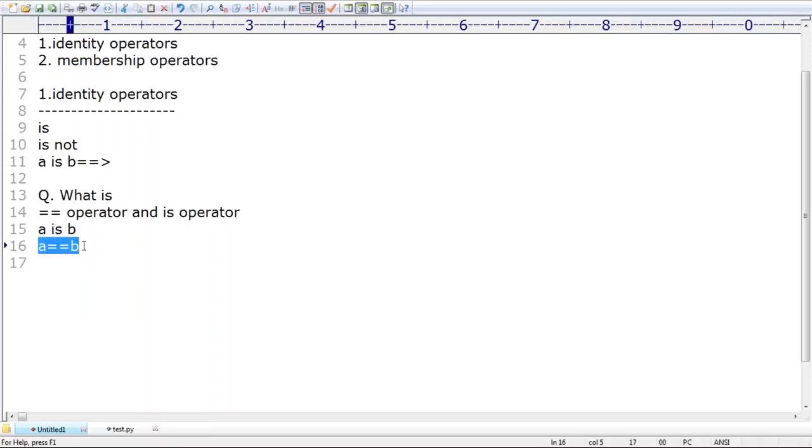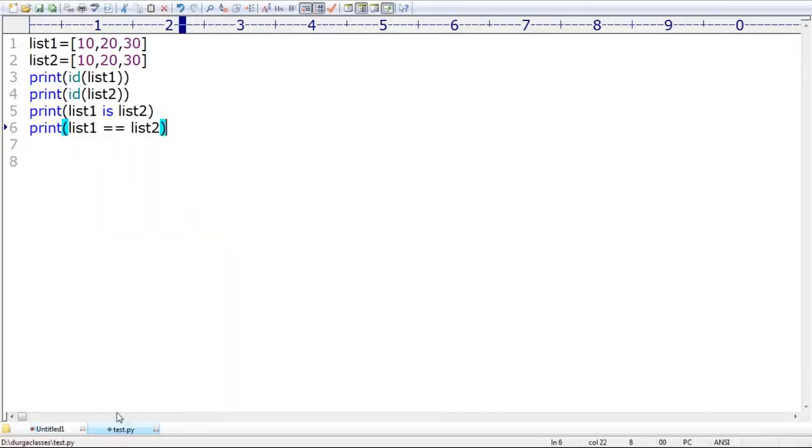Make sure, sir, it is a very important terminology you people should be aware of, right? That's all about the is operator. Is not is the reverse only, right? If both are not pointing to the same object, the is not operator is going to return true. Remember that.